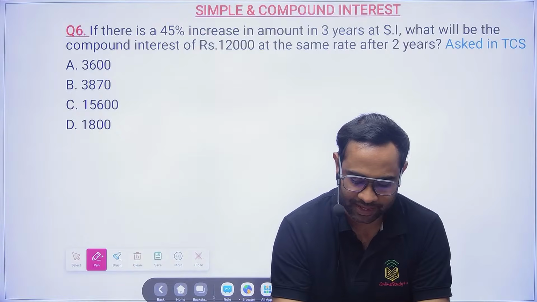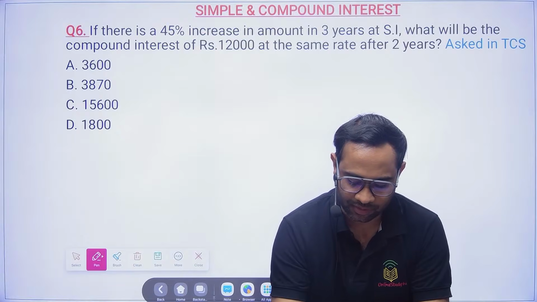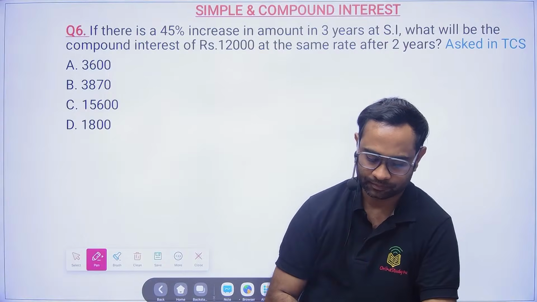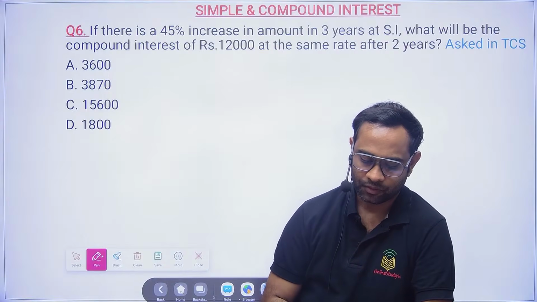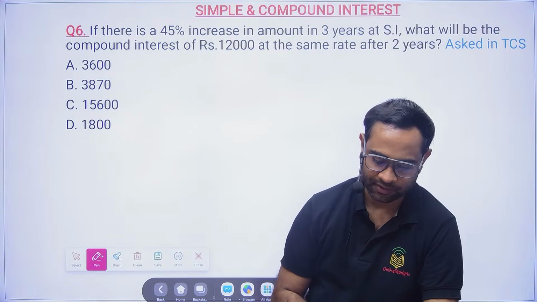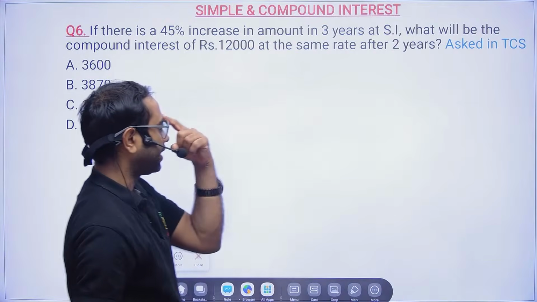Option B, 3870, Abhijit Saul, Hari Prasad Misra. Pratyusha is also telling 3870. Very good. So 4 people have already given the answer. Now let's see. This was again asked in the TCS exam.